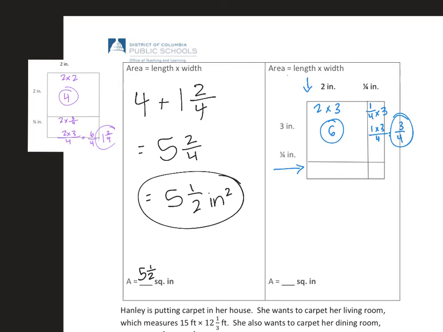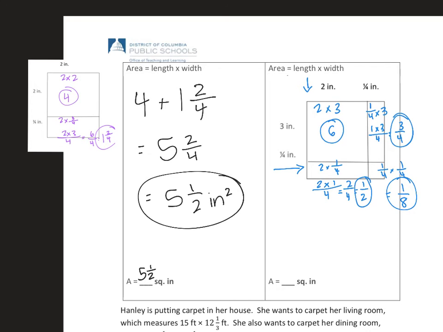Okay, go ahead and do the bottom two. Again, right here, you're going to multiply 2 times 1/4. And when you do that, you're multiplying the whole number by the numerator. So you have 2 times 1 over 4, which gives you 2/4, which we know is the same as 1/2. And then over here, we're multiplying 1/4 times 1/4, which will give us 1/8.